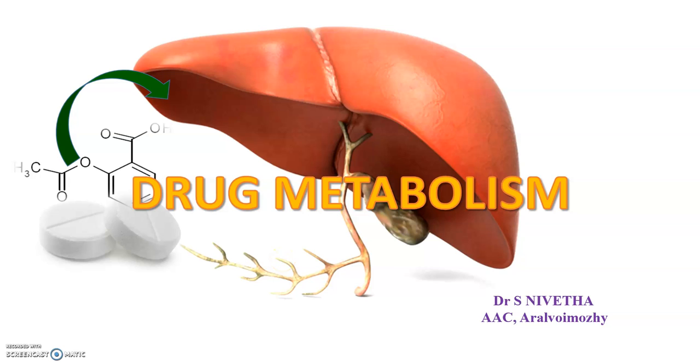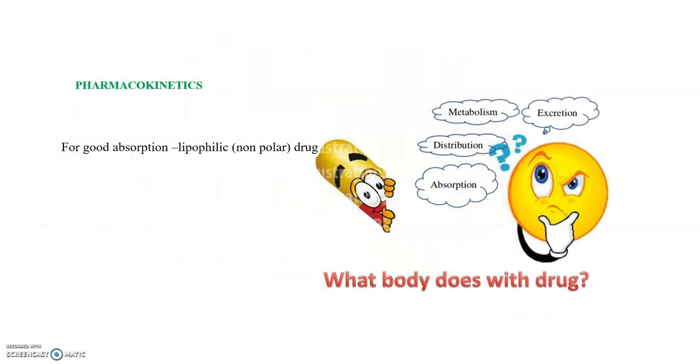So today's topic is drug metabolism. We have already learned that in pharmacokinetics, the drug is absorbed initially and then distributed throughout our body with the help of blood. During this distribution process, it finds its receptor and exerts its action. So now the drug has completed its action.